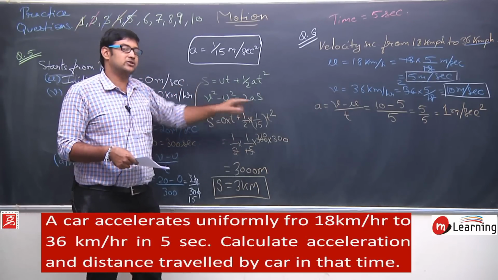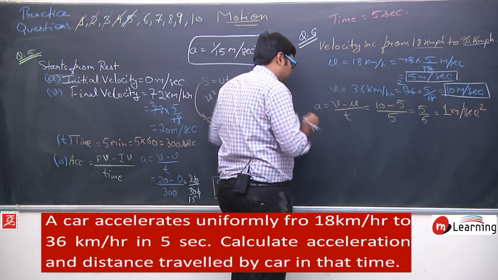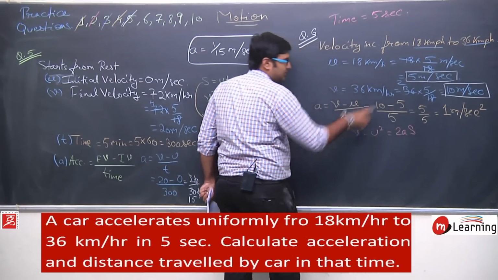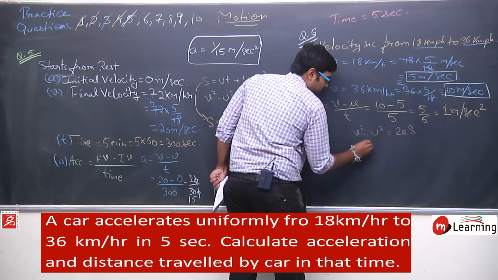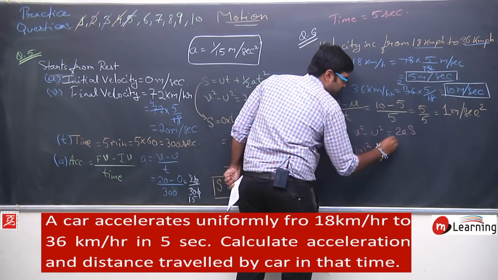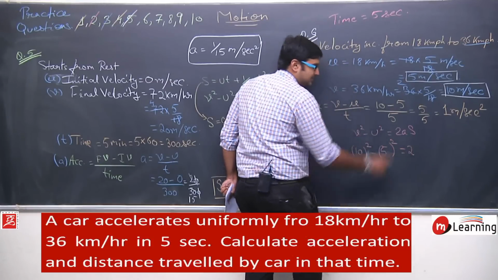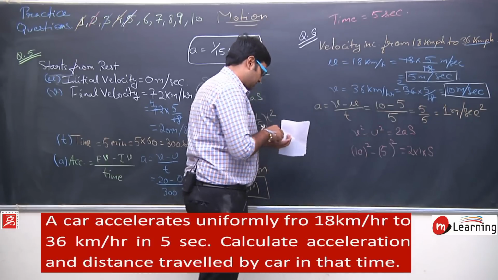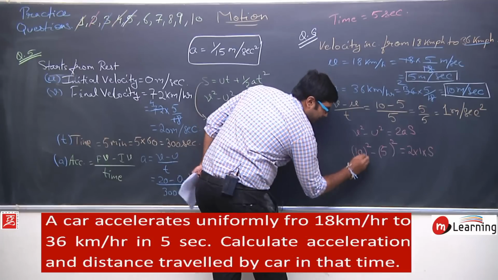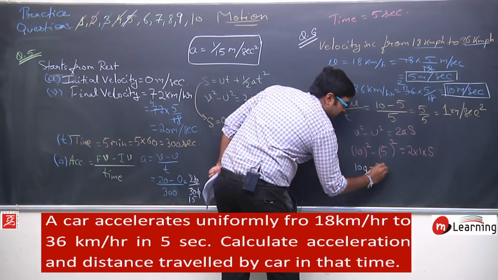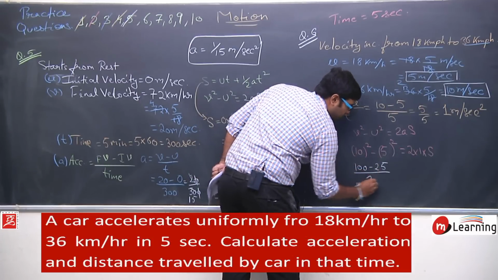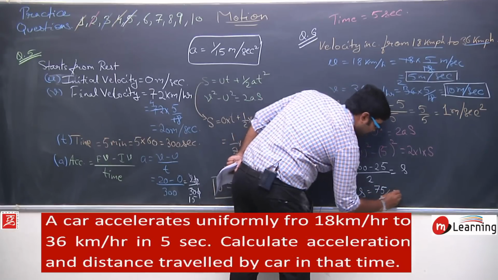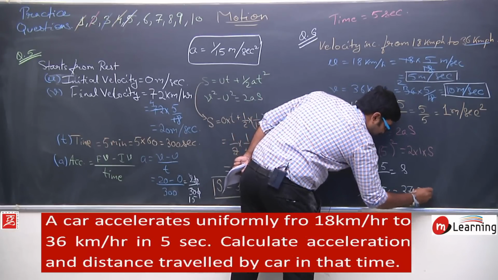v square minus u square is equal to 2as. So here I will write v square minus u square is equal to 2as. Now what is v? V is 10. Square of 10 minus u is 5, so square of 5 is equal to 2 into acceleration a is 1 into s, means distance. So here 10 square means 100, then square of 5 is 25, upon 2. This is s. So s will come out to be 75 upon 2, that is 37.5 meters.